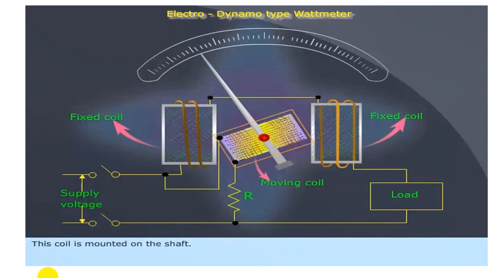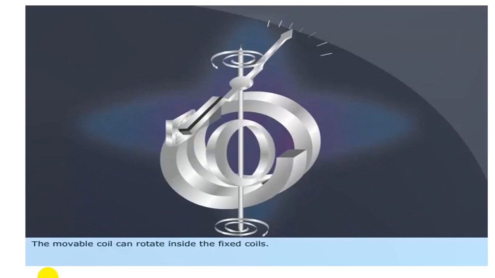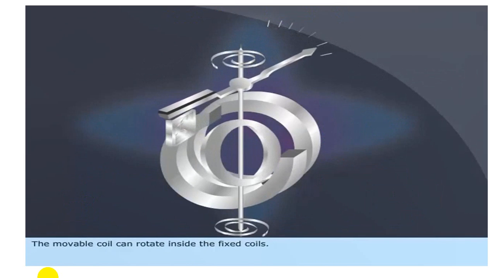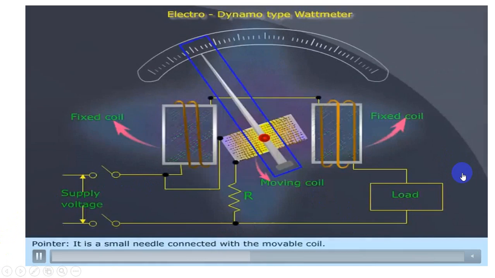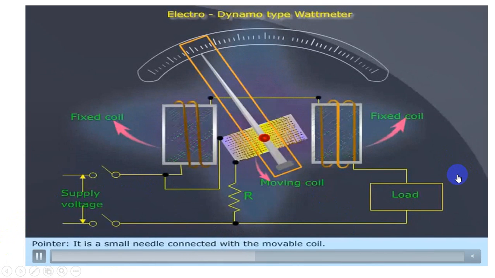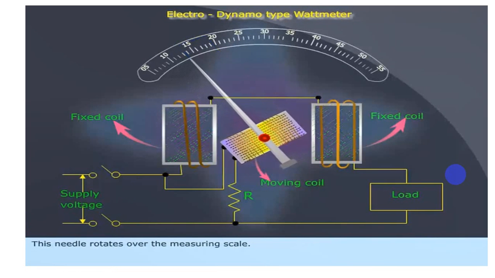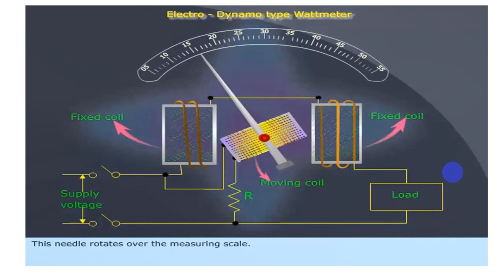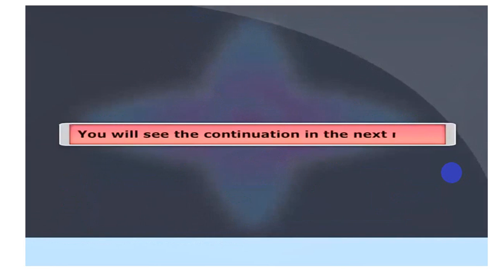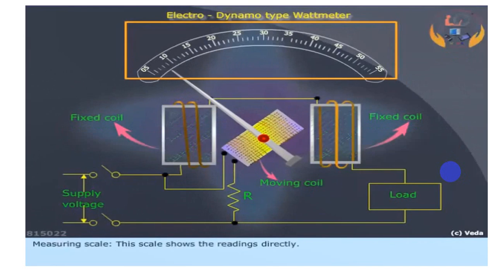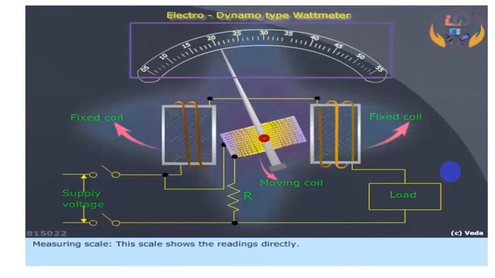The moving coil is mounted on a shaft, which we name the spindle, and it is attached to a jewel bearing. This is the moving system. Here you can see the coil rotates when the flux is given. The pointer is a small needle connected to the movable coil. It is light in weight, and the needle moves over the measuring scale. Now we are going to see how it works.